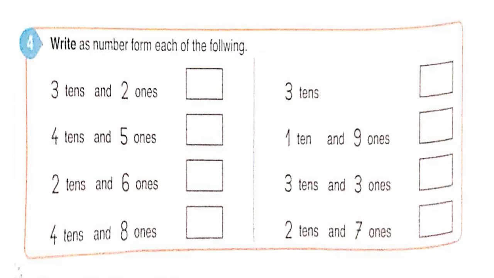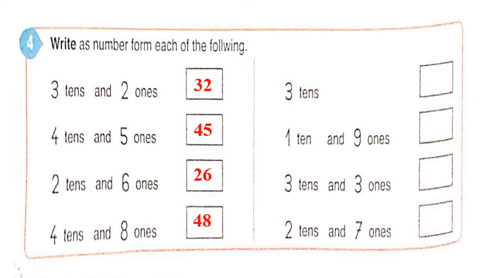Write in number form each of the following. We have 3 tens and 2 ones. We put 3 at the left and 2 at the right, so we end up with 32. We have 4 tens and 5 ones. We put 4 at the left and 5 at the right, so we have 45. 2 tens and 6 ones is equal to 26. 4 tens and 8 ones, 48.